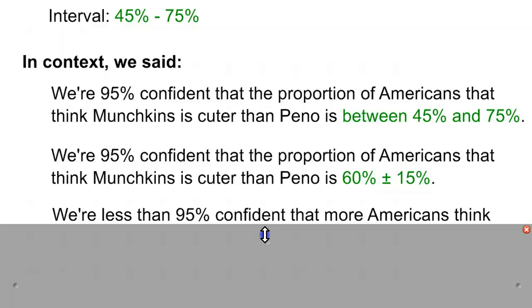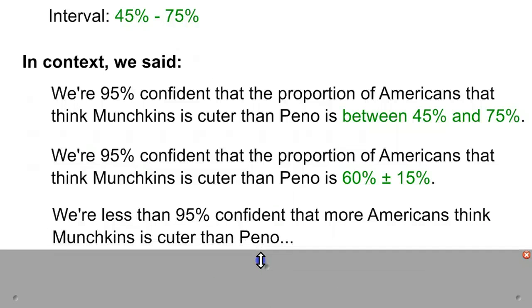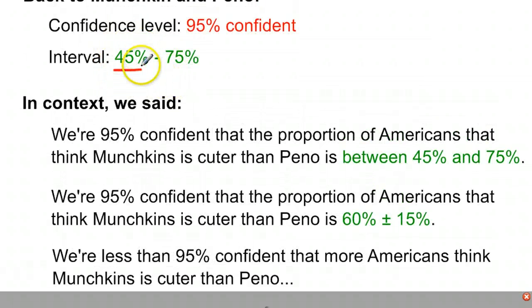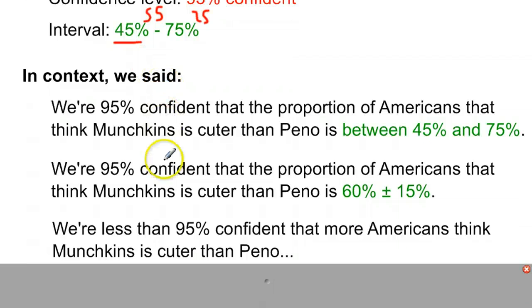Finally, we have an interesting conclusion: that we're less than 95% confident that more Americans think Munchkin is cuter than Pino. Now, if we're 45% confident, if that's part of our interval, that the puppy is cuter than the kitty, that means that on this end of the interval, 55% think the kitty is cuter. Now down here on the other end, only 25% think so, but there is a part of our interval where we think that it's possible that more people think the cat is cuter than the dog. So we are not 95% confident that more Americans think Munchkin is cuter than Pino.